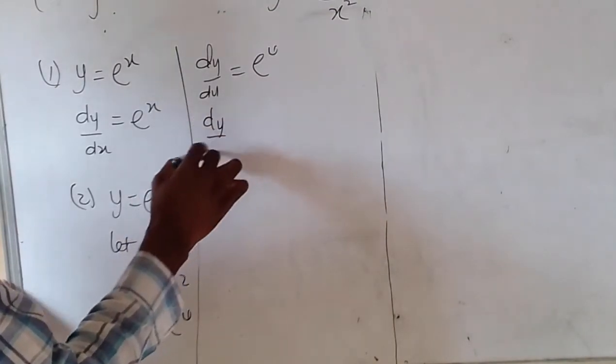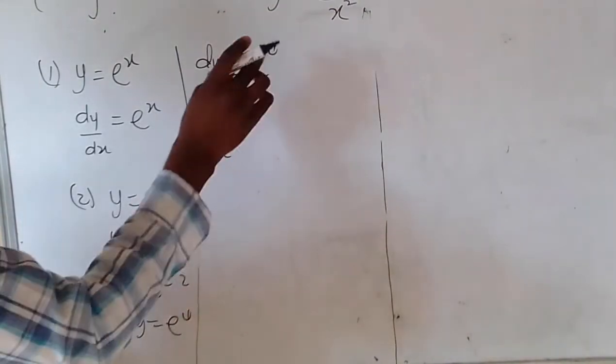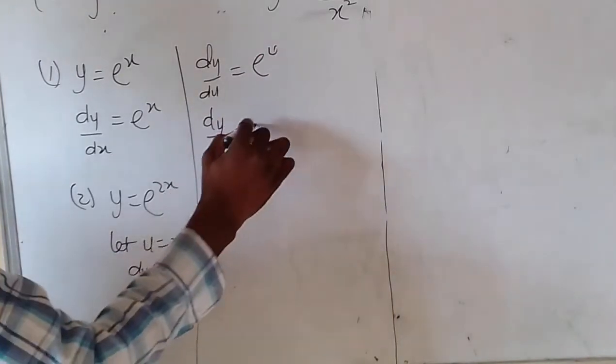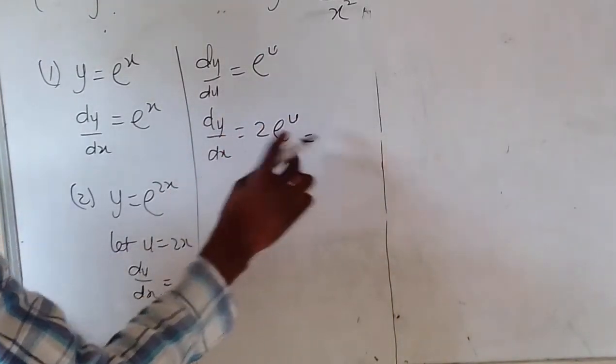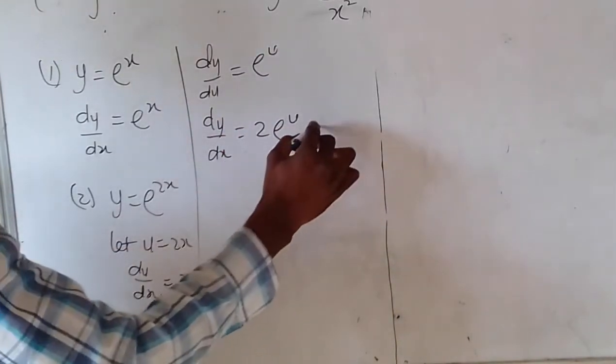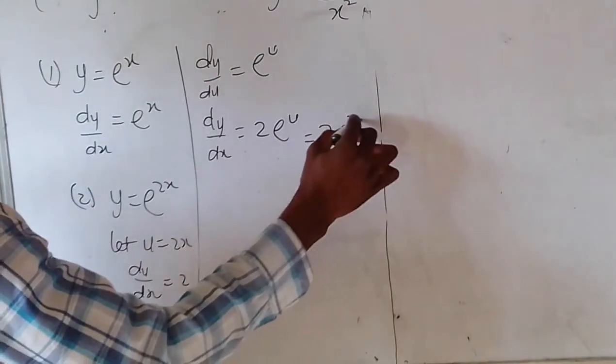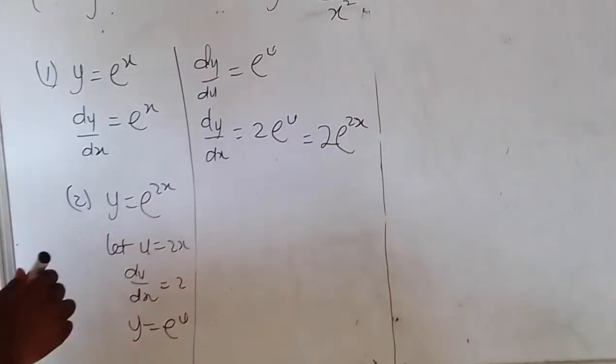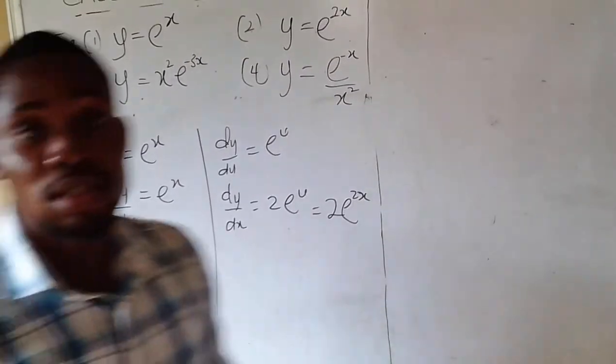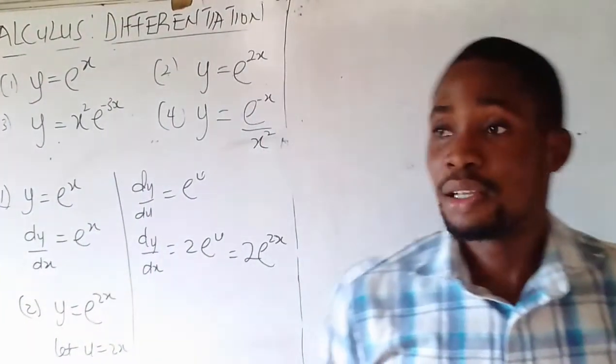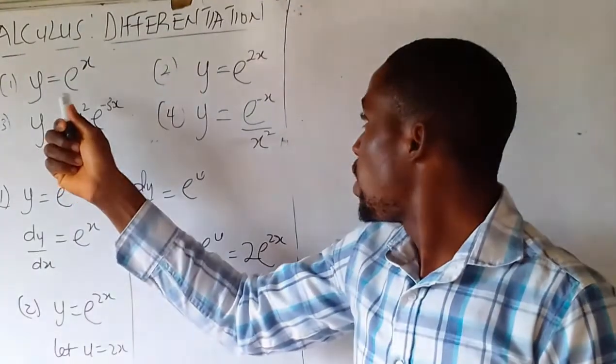Finally, dy/dx is dy/du times du/dx. That's this times this. That becomes 2 exponential u, where u is equal to 2x. So dy/dx is going to be 2 exponential 2x.